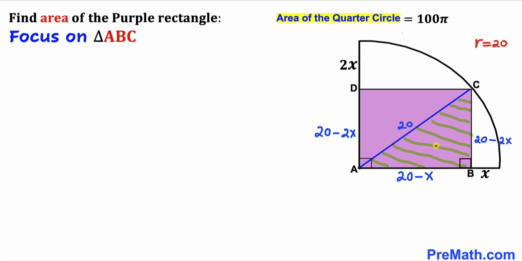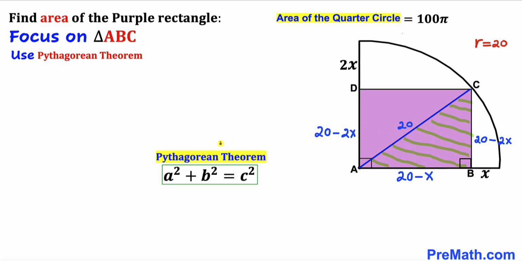And here's our next step. Let's focus on this right triangle ABC. We are going to use the Pythagorean theorem: a square plus b square equals c square. Let me call this longest side c. This is our side lowercase a, and this is our side lowercase b. Let's fill in the blanks in this Pythagorean formula.